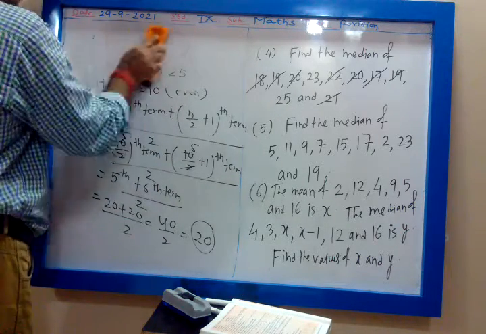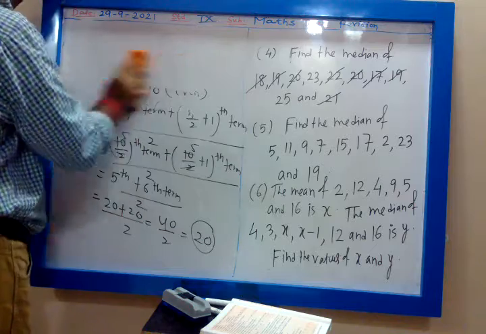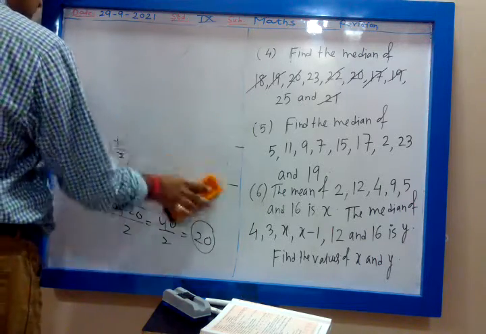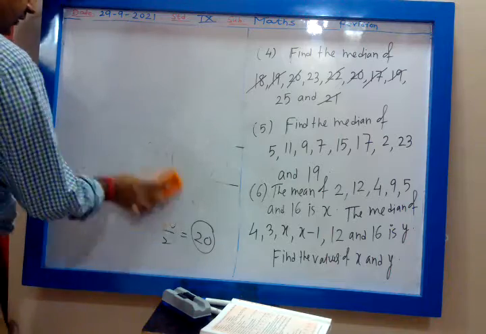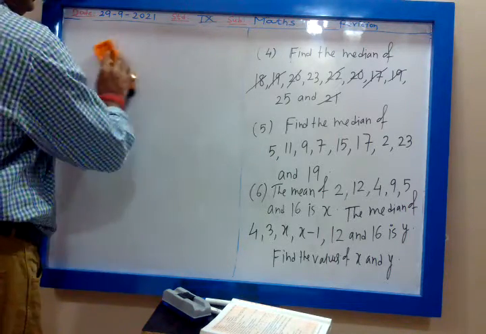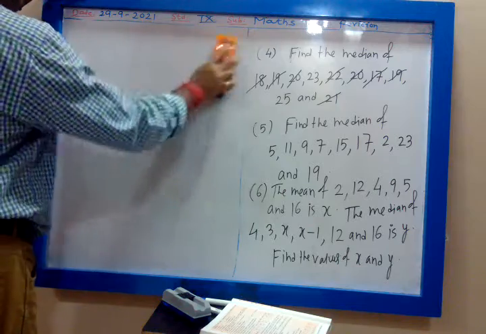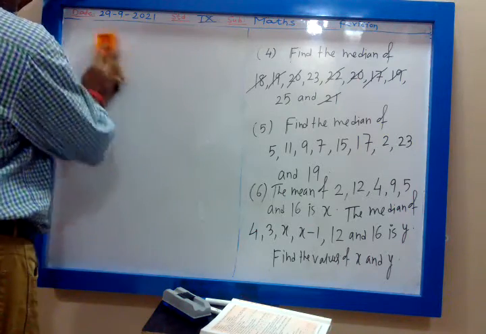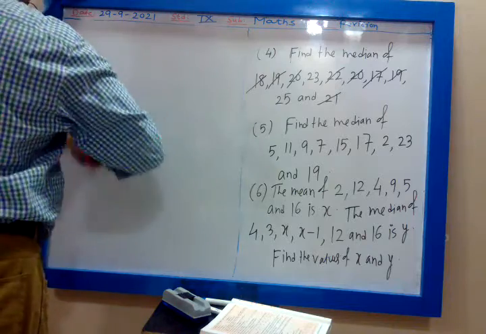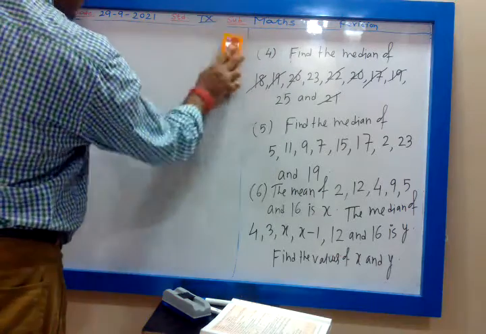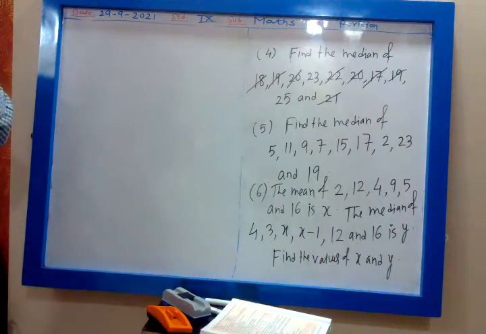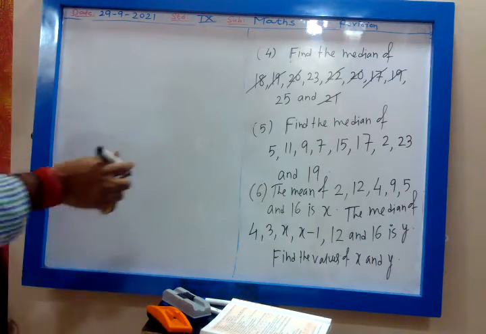Fifth answer, anybody else? 11. Satish Patel has got the answer 11. What is your name? Riddhi. Tanvi 11. Riddhi 11. Satish Patel 11. Yes, what about others, boys? Jay Gandhi, 11. Okay, we'll see.